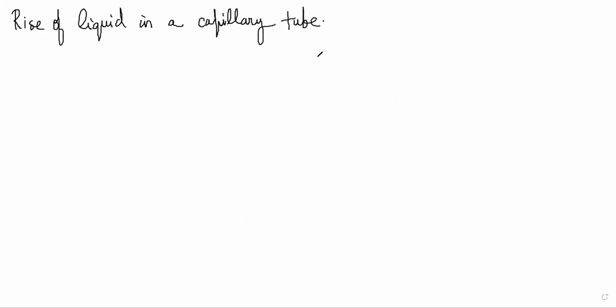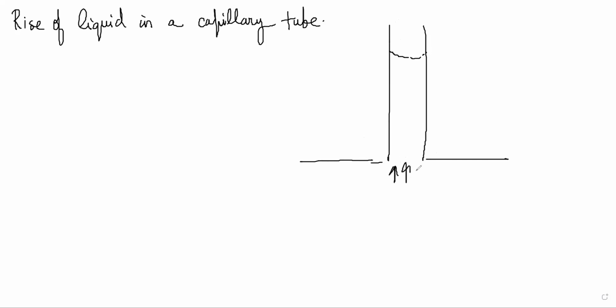As soon as you dip a very thin-walled or capillary tube in a liquid surface, what happens is the liquid rises in it. That rise happens because the pressure of the liquid is pushing it up the capillary, and it will rise to a height such that the weight of the entire column of liquid is being supported by this pressure here.